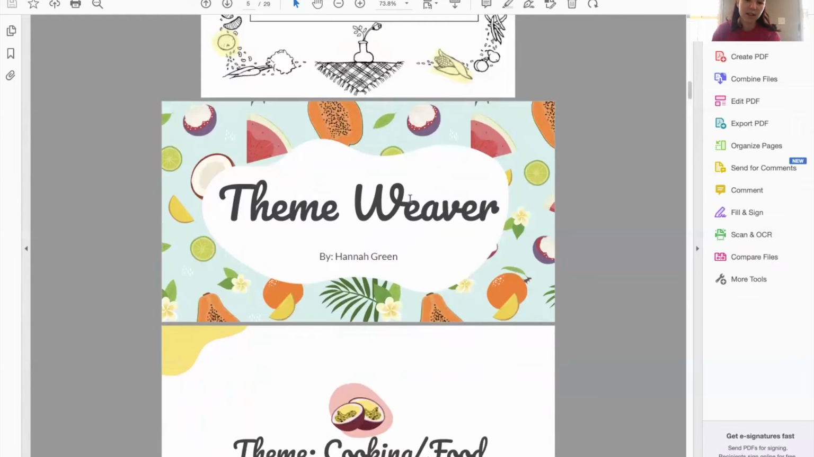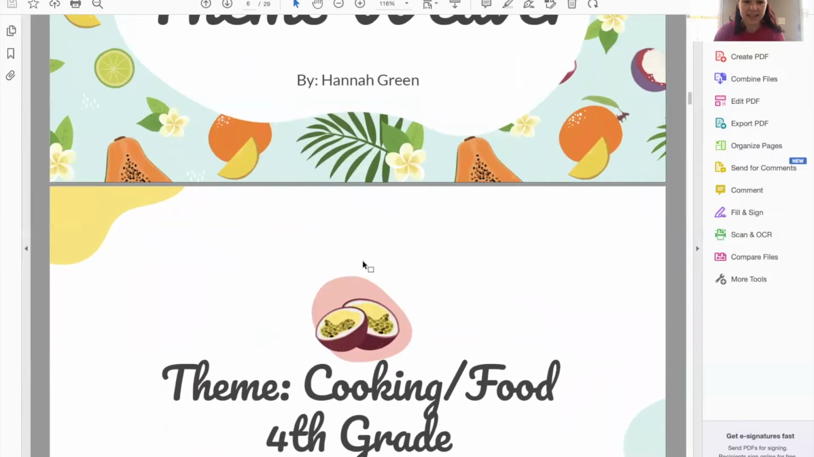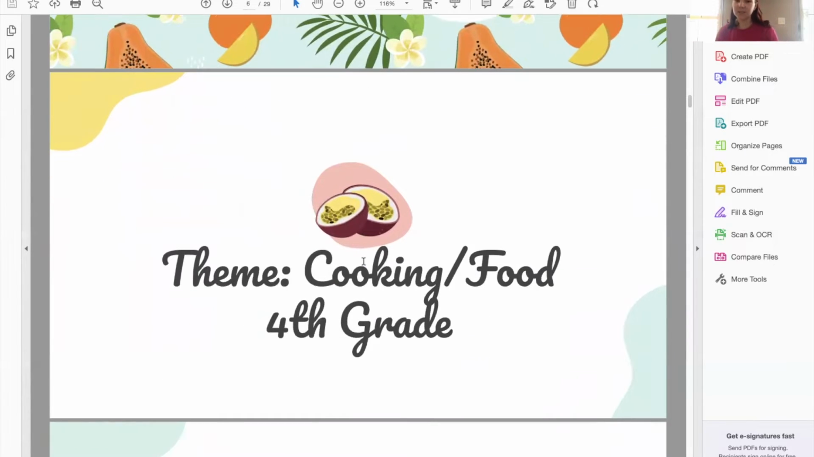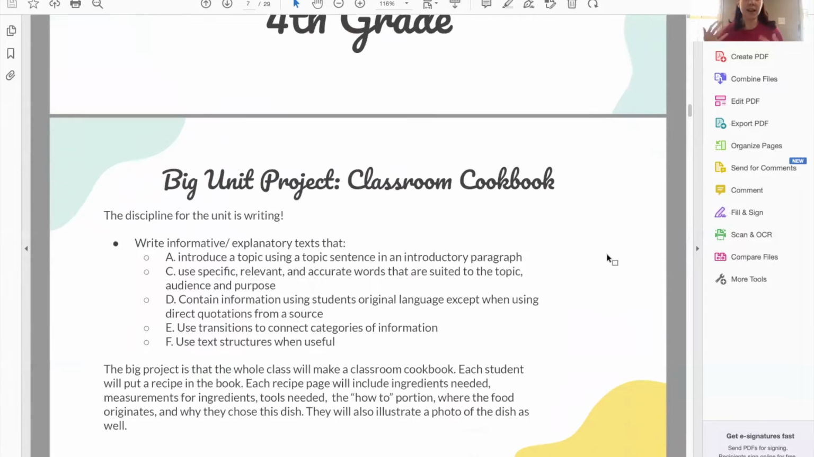So, the Theme Weaver project, obviously. Like I said, the theme is cooking slash food, and it's for fourth grade. The big unit project is a classroom cookbook, and the discipline for the unit is writing. Again, this is the standard for writing that I chose. And for the whole classroom recipe cookbook, each recipe page will include the ingredients needed, measurements for ingredients, tools needed, the how-to portion, where the food originates from, and why they chose this dish.